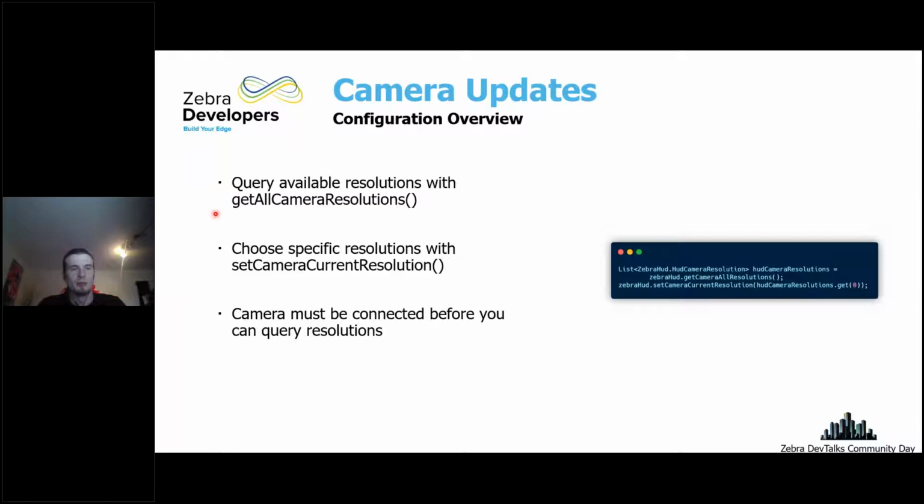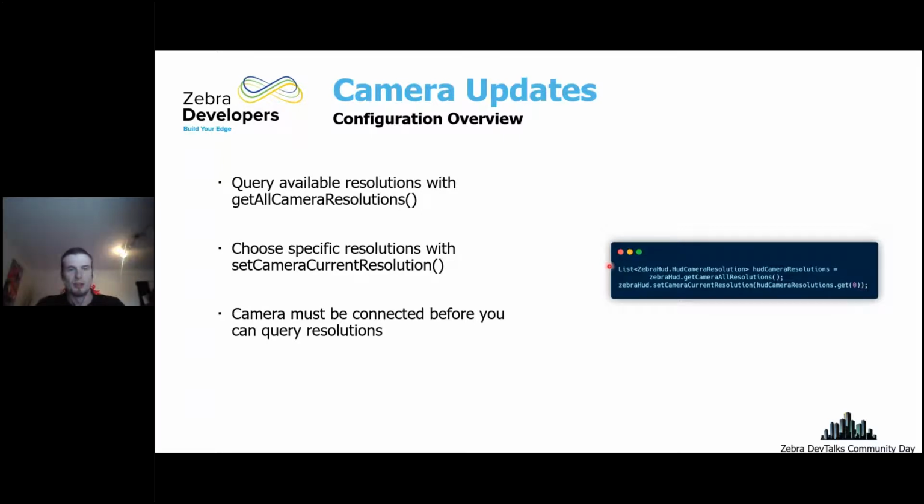So in terms of configuring the resolutions, we do this using 2 APIs essentially. So firstly, we need to query the available resolutions by calling get all camera resolutions. So we can see that down here, and that's going to return us a list of these objects called HUD camera resolutions. So inside of this list are all the different resolutions supported by the HD4000. Then we would just need to call set camera current resolution on an instance of the Zebra HUD object, which is what provides us access to the SDK, and then pass through one parameter, which is a HUD camera resolution object, which is the resolution that you would like to use.